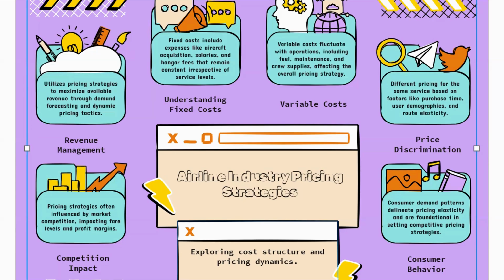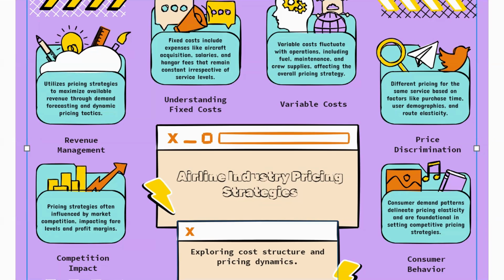The same service comes for different prices, might be due to factors like purchase time, user demographics, route elasticity, etc. When the person purchases a ticket at a very close date, then the ticket charges might be much higher. On the other hand, if the ticket has been booked well in advance, there would be a significant drop in price. Similarly, if it's a route which is very dense, very populous, the ticket charges would definitely be higher. On the other hand, if it's a very sparse route, the ticket charges would be below normal.